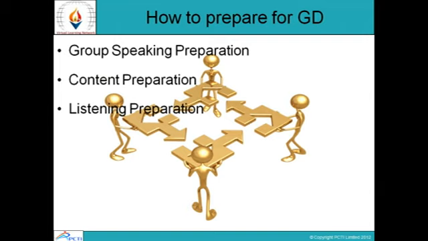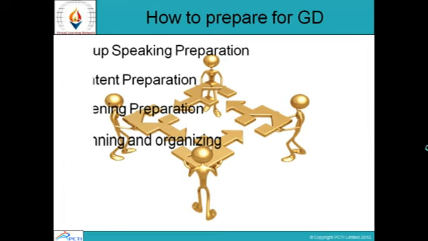Listening preparation. With that, listening also is a major aspect. So whenever you're preparing for your content, you have to be prepared to listen to other people as well. Planning and organizing. Again, your organizational skills of the material as well as how you plan it, how you prioritize it, that comes also handy.